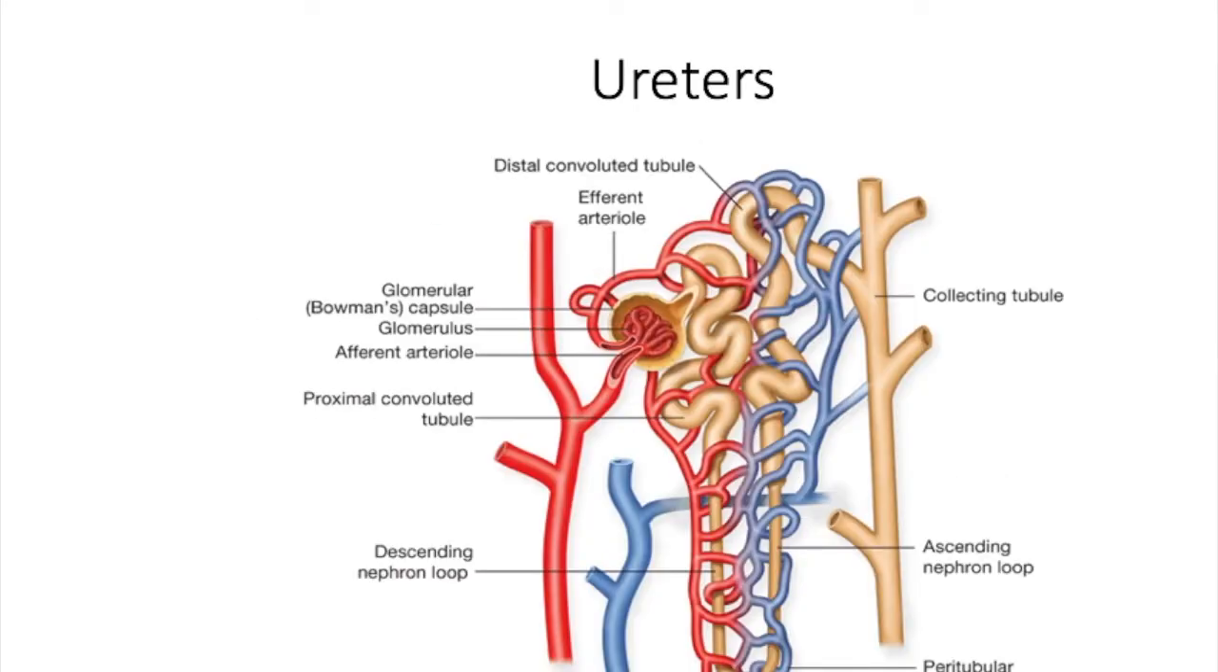As urine drains out of the renal pelvis, it enters the ureter. The ureter carries the urine down to the urinary bladder. Ureters can be described as narrow tubes which extend from the renal pelvis to the urinary bladder. The bladder receives the urine from the ureters, stores it, and excretes it via urination.